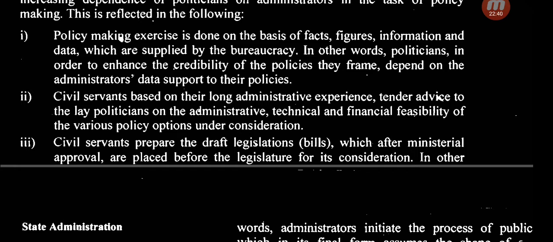Number 1. Policy making exercise is done on the basis of facts, figures, information, and data which are supplied by the bureaucracy. In other words, politicians, in order to enhance the credibility of the policies they frame, depend on the administrators' data support to their policies. Second, civil servants, based on their long administrative experience, tender advice to the lay politicians on the administrative, technical, and financial feasibility of the various policy options under consideration. Third, civil servants prepare the draft legislations which after ministerial approval are placed before the legislature for its consideration.